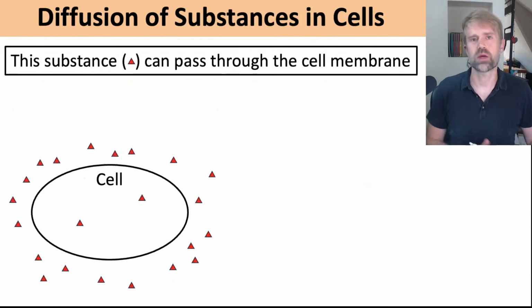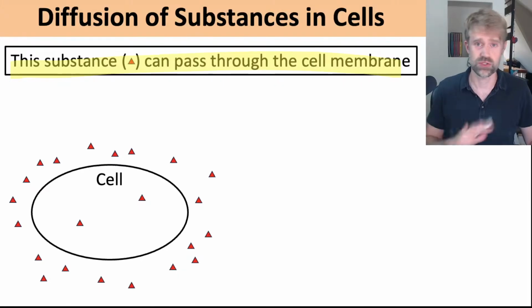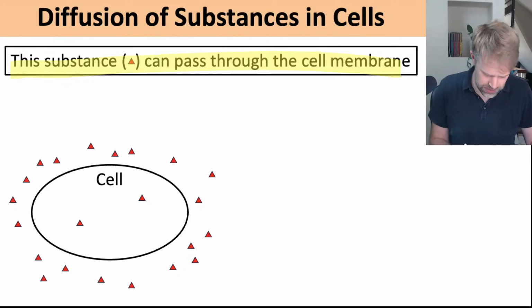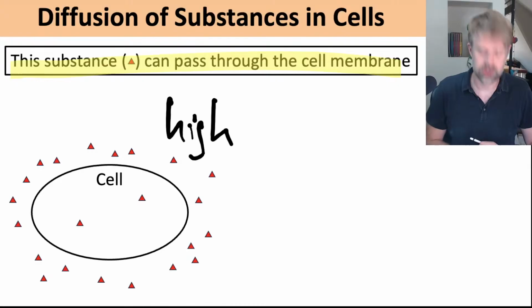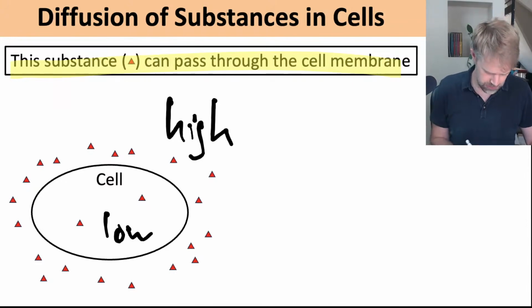What about this situation? Here we have some red triangles. We check up here: this substance can pass through the cell membrane. Over time, what is going to happen? First, do we have different concentrations? Yes. Outside the cell, there is a high concentration of red triangles. Inside the cell, we have a low concentration. What happens with passive transport, with diffusion? These things move from high to low.